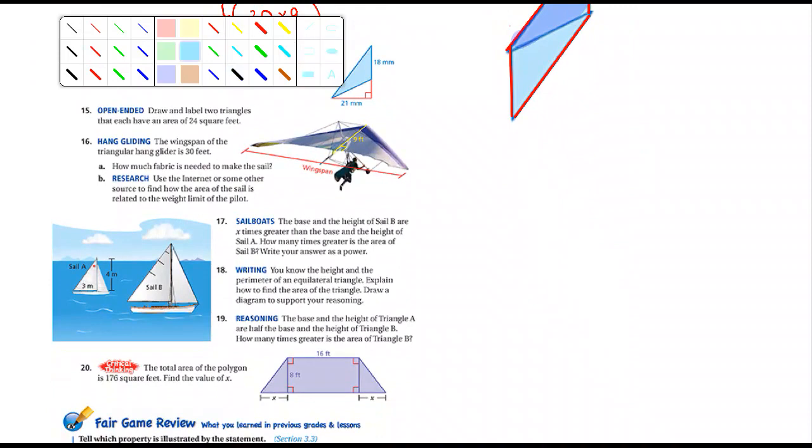Let's see, I want you guys to do 16, so it would be 16A. It says how much fabric is needed to make the sail. So they're talking about this wingspan of a hang gliding, and so here's the wingspan. That could be the base, and then here's the height. The 9 could be the height of the glider. Okay, so they want to know in A how much fabric is needed to make the sail.